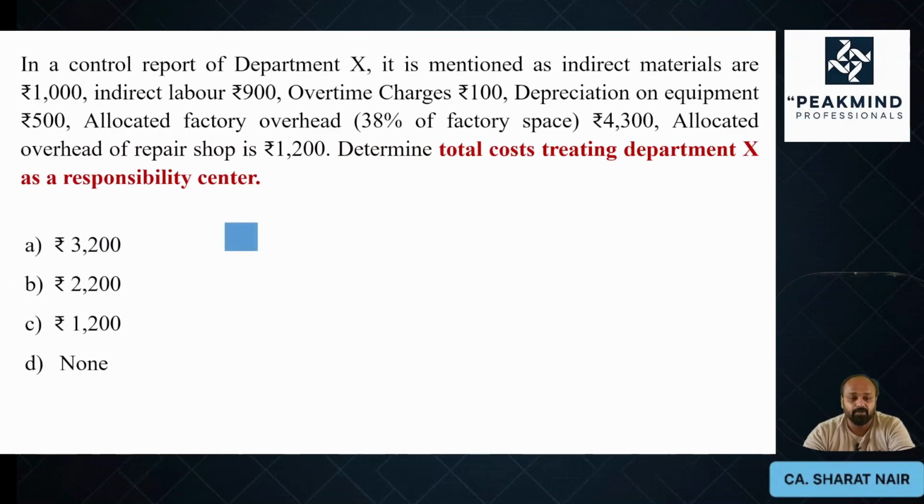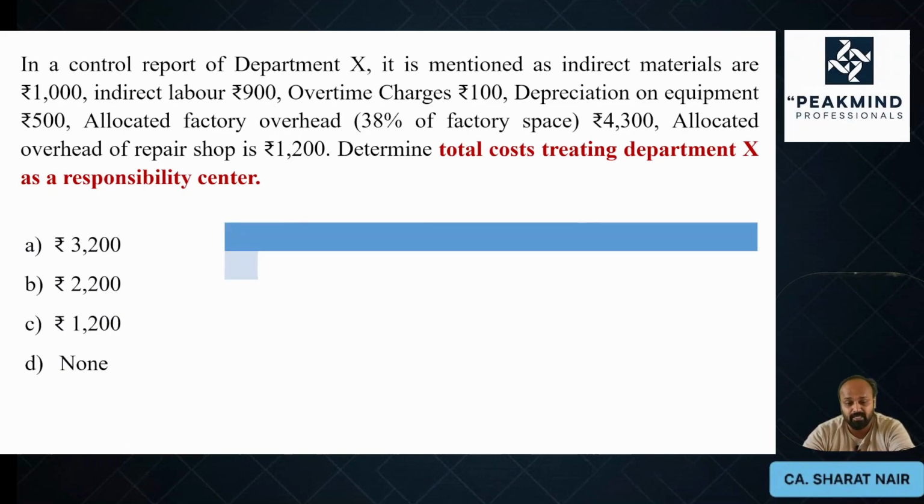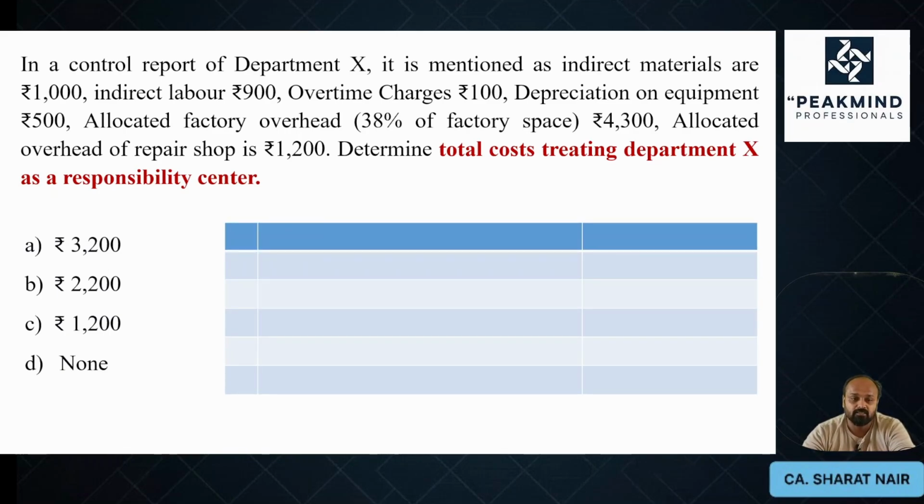Now, next MCQ, an interesting MCQ. They are talking about the cost of a responsibility center. It is based on the responsibility accounting chapter. An interesting question that may come in the exam. Given information is that department X is incurring indirect material cost, which is 10,000. Indirect labor is 900. Overtime is 100. Depreciation on equipment is 500, and allocated factory overhead of department X is 4,300. Similarly, allocated repair shop overhead is 1,200. From this, what is the total cost of department X as a responsibility center is the question.